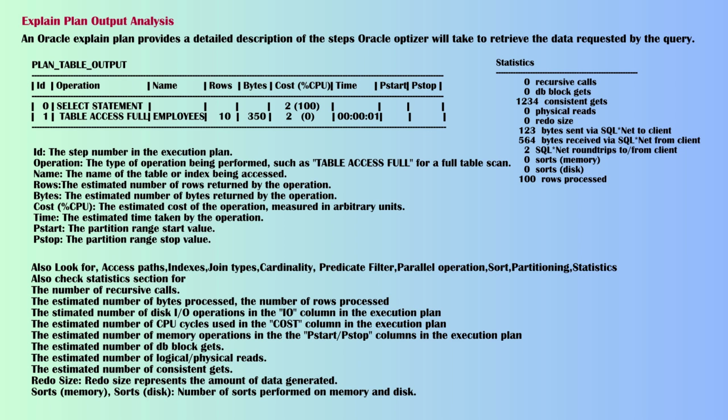Predicate. Look at the predicates used in the query. Check for any unnecessary or redundant predicates that can be removed to improve performance. Filter. Any additional filters used by the query. Parallel operations. If the query is running in parallel, check the parallel operations being used. Parallelism can be beneficial for some queries, but it can also cause performance issues if not used correctly.